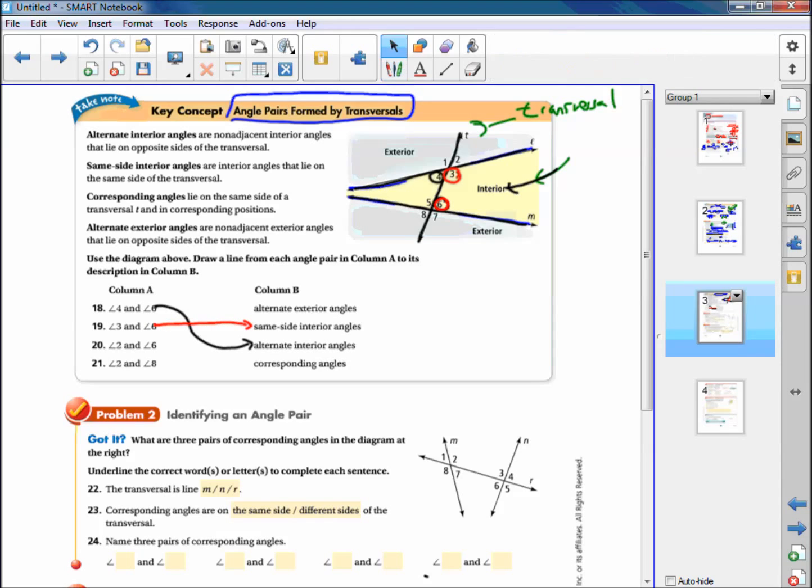And then we want to look at 2 and 6. 2 and 6 is one exterior and one interior. So it can't be same side interior or alternate exterior or alternate interior because there's one inside and one outside. So that means I think of something else. And in this case, these are corresponding. They're both in the top right. Okay. And then we have 2 and 8. 2 and 8 are both in the exterior and they're on alternate sides. So they are alternate exterior. Okay. They also have to be on different exteriors, so they're in the alternate exterior parts too.